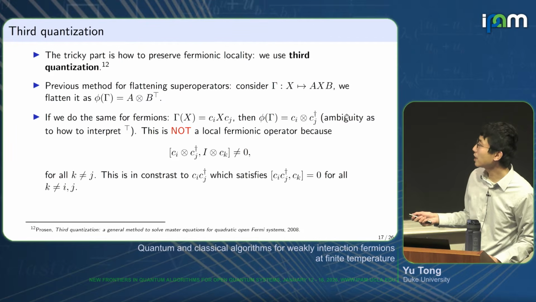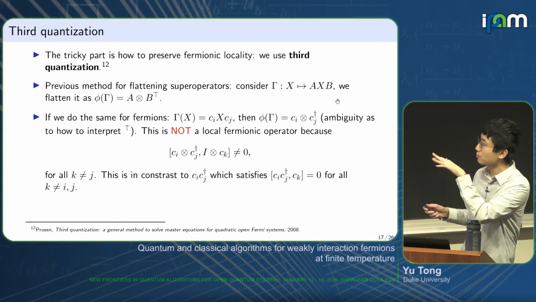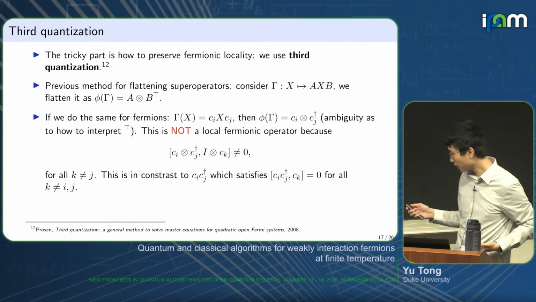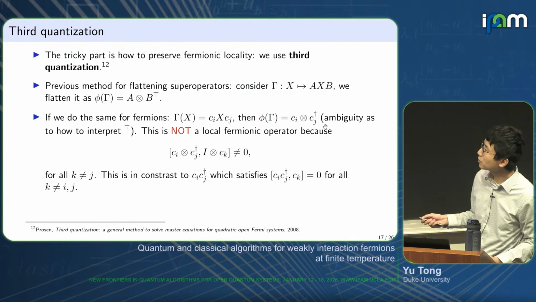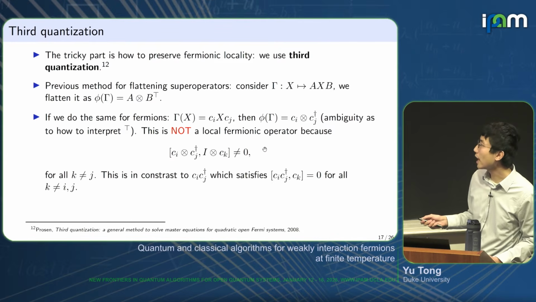So there is actually some ambiguity here. How do you even interpret what a transpose means in the fermionic setting? Let's ignore it, just assume it's dagger. Then the thing you get is actually not a local fermionic operator. So how to see that?